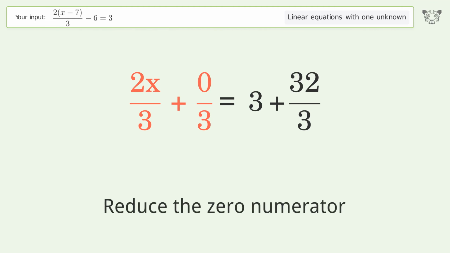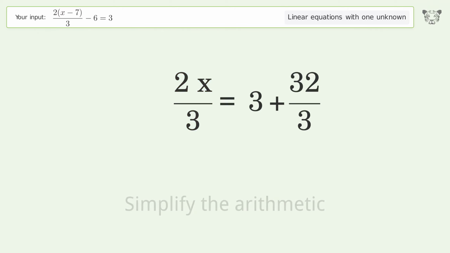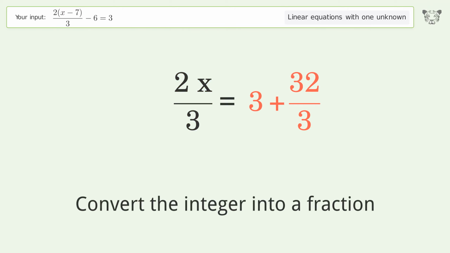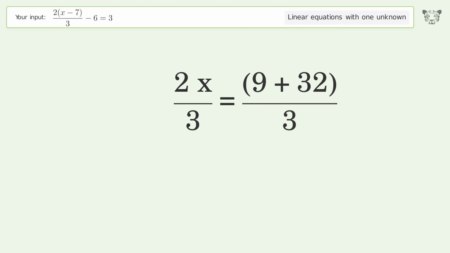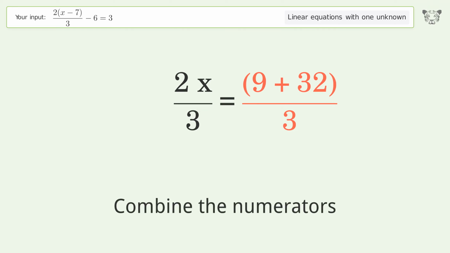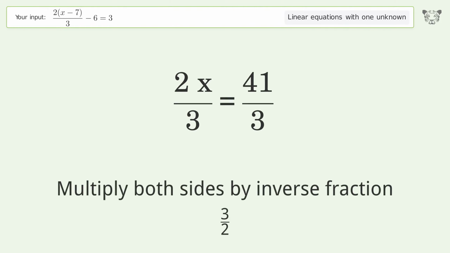Reduce the zero numerator. Simplify the arithmetic. Convert the integer into a fraction. Combine the fractions. Combine the numerators. Isolate the x. Multiply both sides by inverse fraction 3/2.